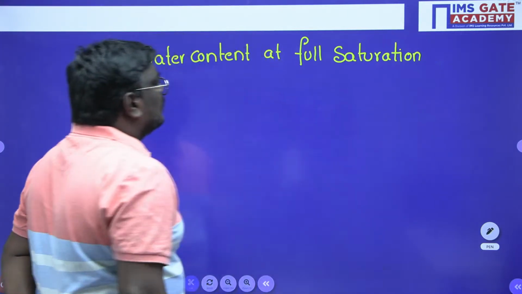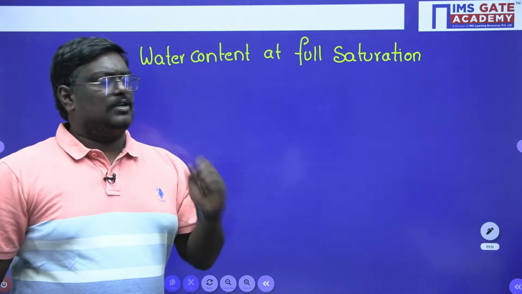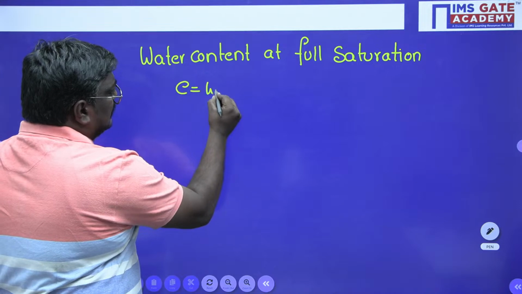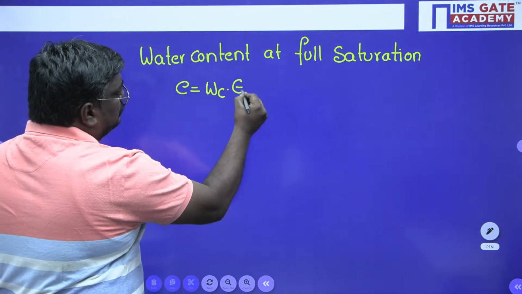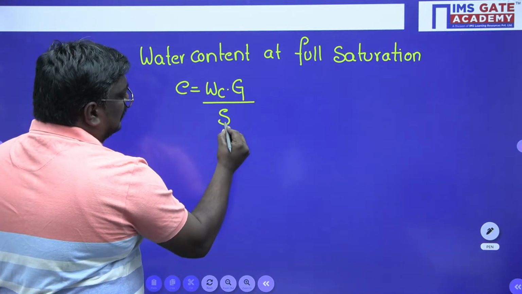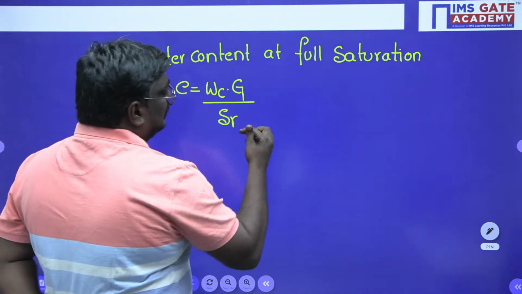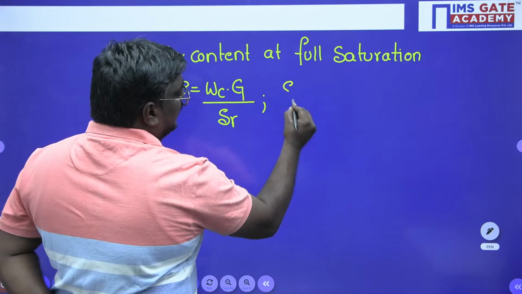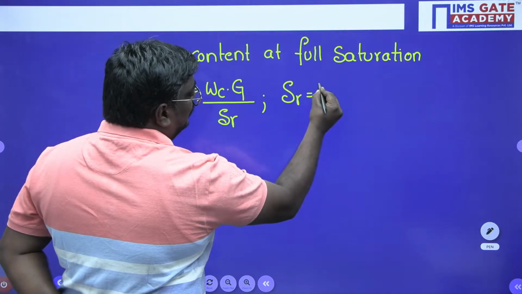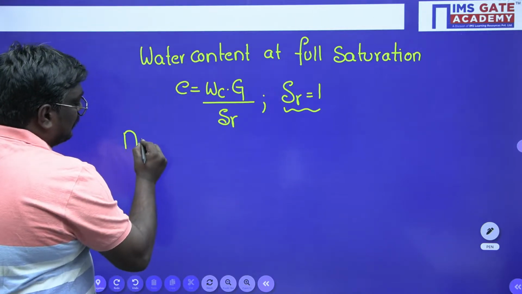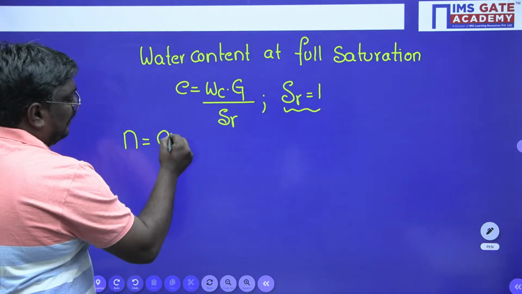How do you calculate the water content at full saturation? See, students, you know e is equal to w G upon S r. He is asking what is the water content in fully saturated state. So in fully saturated state, the value of degree of saturation will be equal to 1. He has given in the problem, the porosity value is 0.4.